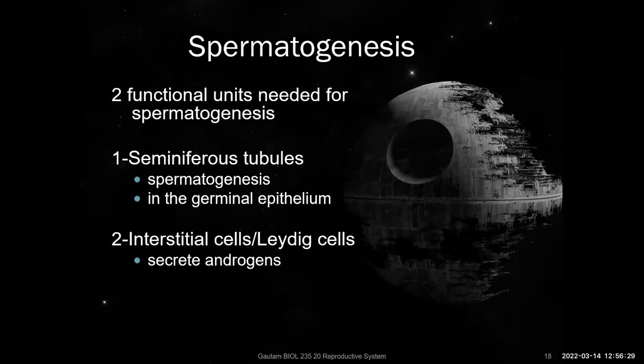What do you need for spermatogenesis to occur? First, you need the seminiferous tubules, the tubules within the testes. This is where spermatogenesis occurs. And then you need cells that are outside of the seminiferous tubules, called the interstitial or Leydig cells. I'm going to stick to just calling them Leydig cells. The Leydig cells secrete the male sex hormone, testosterone. Androgen means sex hormones. The male sex hormone is testosterone, and the female sex hormones are estrogen and progesterone.